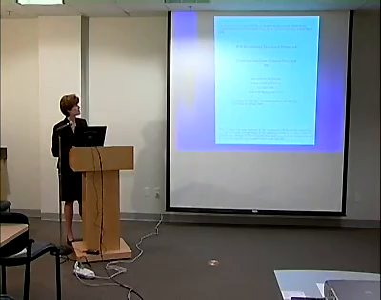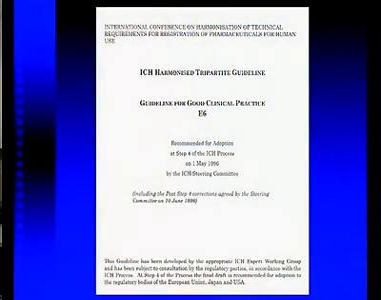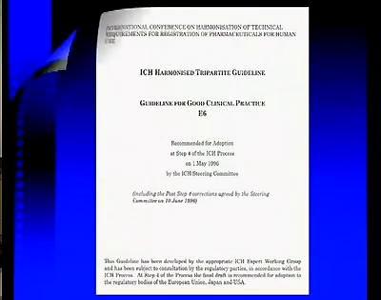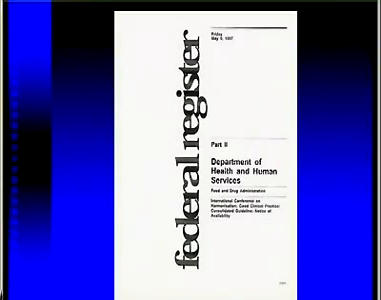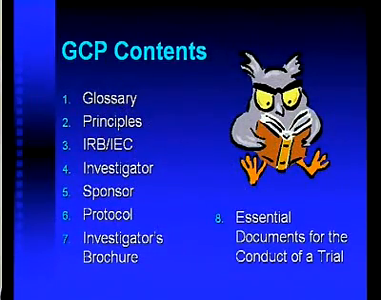I don't know if you can see this. This is the Harmonized Good Clinical Practice Guideline. This is actually what it looked like, May 1996. And this is the Federal Register from May 9th, 1997, and that's also in your handbook, your handouts. If you look at the ICH GCP guidelines, these are the contents. This is the table of contents.